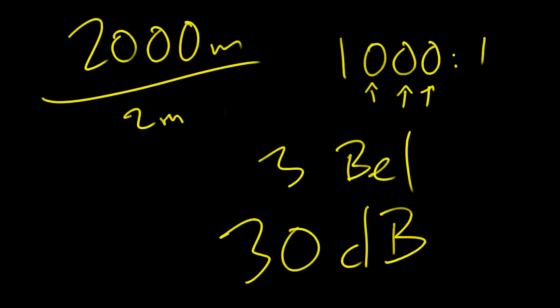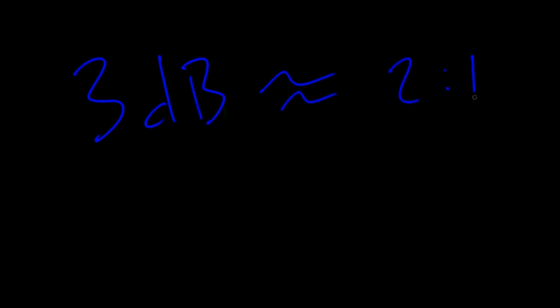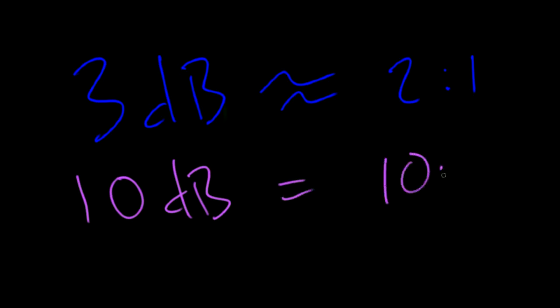Now, here's a trick that you should know. Everybody should know that 3 decibels is approximately a ratio of 2 to 1. It's a very close approximation. And of course, you know that by definition, 10 decibels is equal to a ratio of 10 to 1. Using those two things, we can actually compute all sorts of different numbers in decibels.